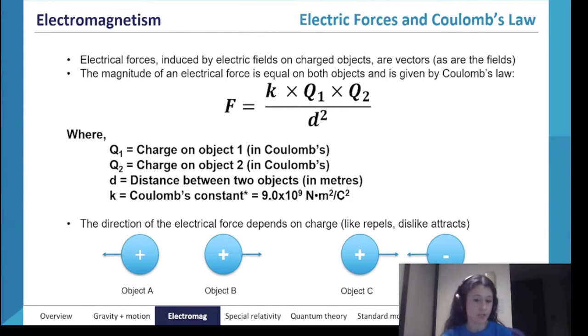The direction of the electrical force is going to depend on the charge. So remember, like charges repel, two positives are going to move away from one another, two negatives are going to move away from one another, but then the opposite charges attract.